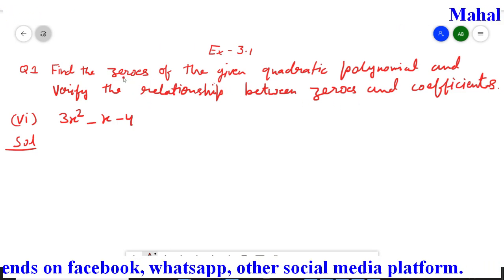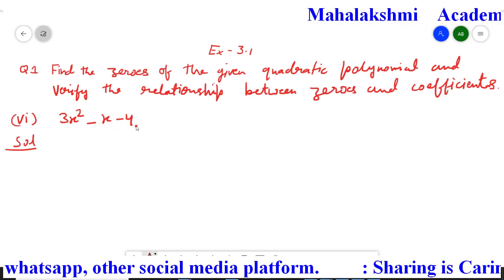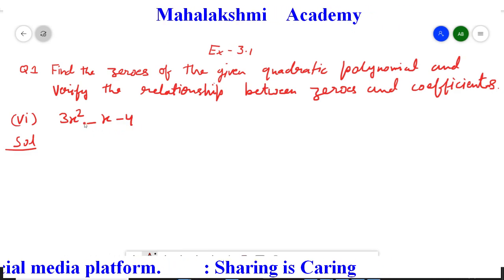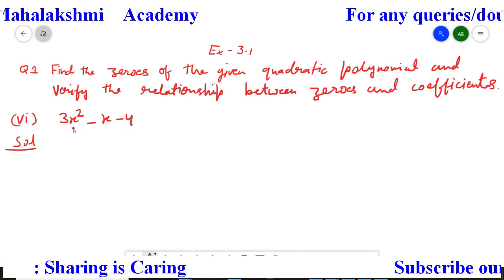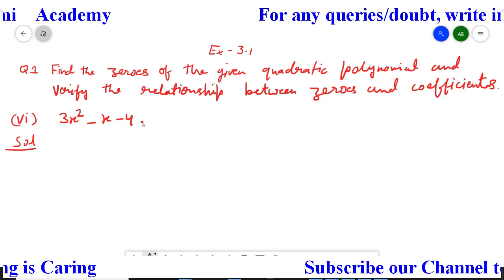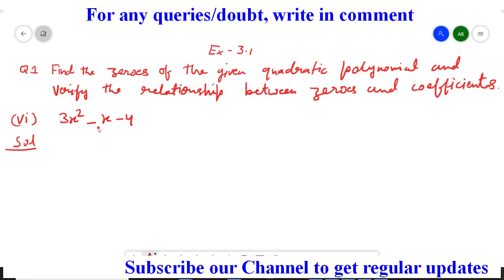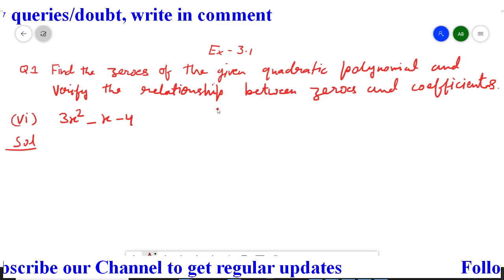Here, zeros mean the values of x which satisfy the given polynomial. Satisfying the polynomial means that if we substitute the values of x, the complete polynomial's value is going to be 0. Such values are known as zeros of the polynomial. So for that we have to opt for the factorization method.